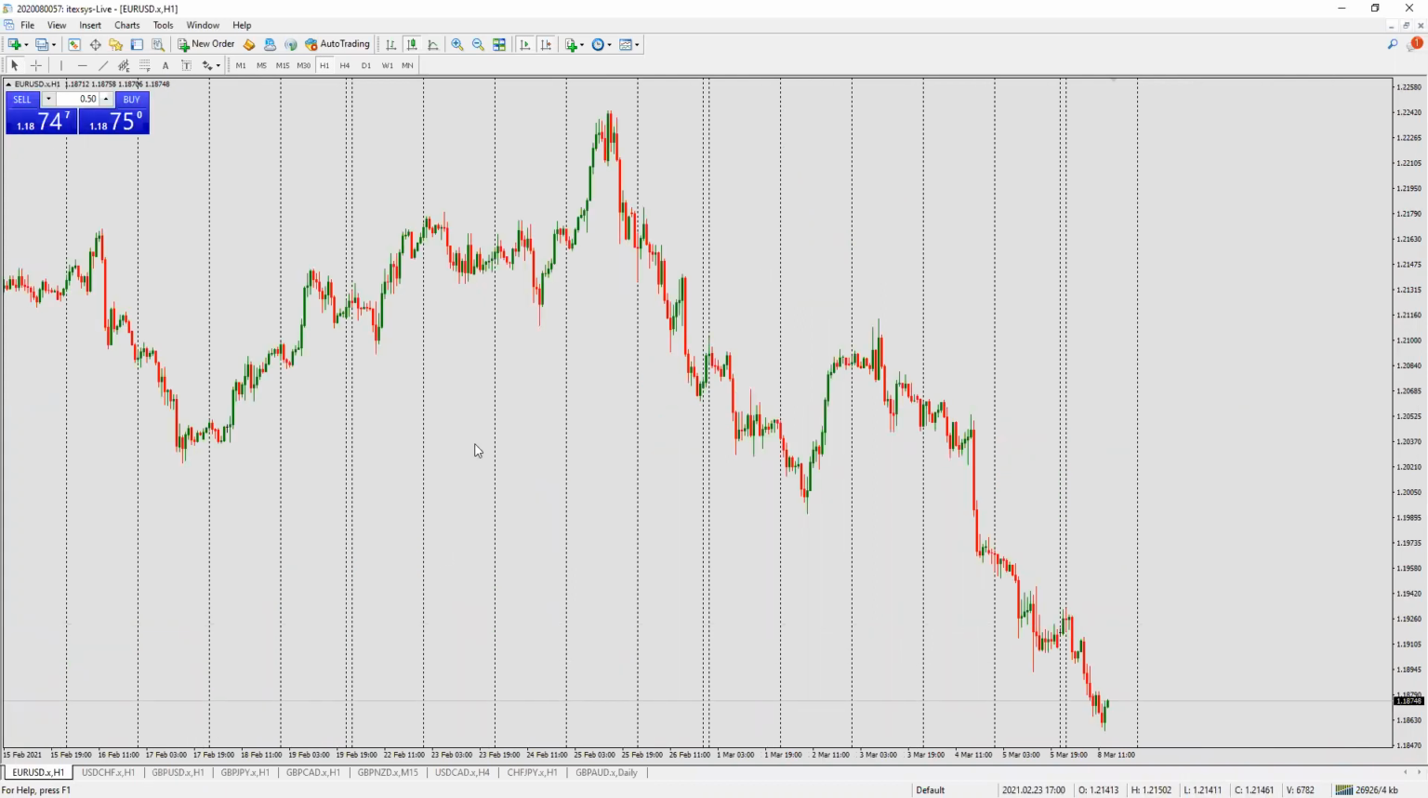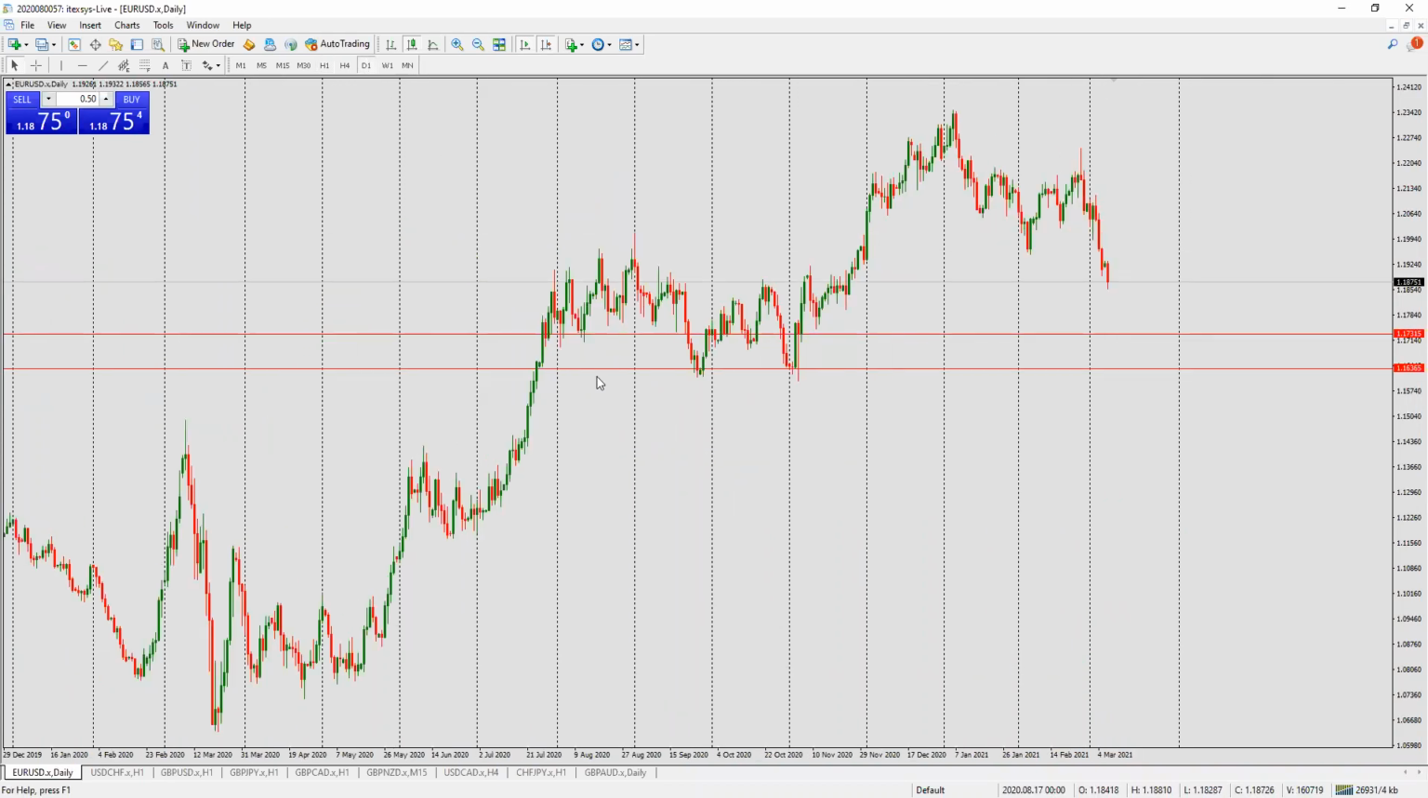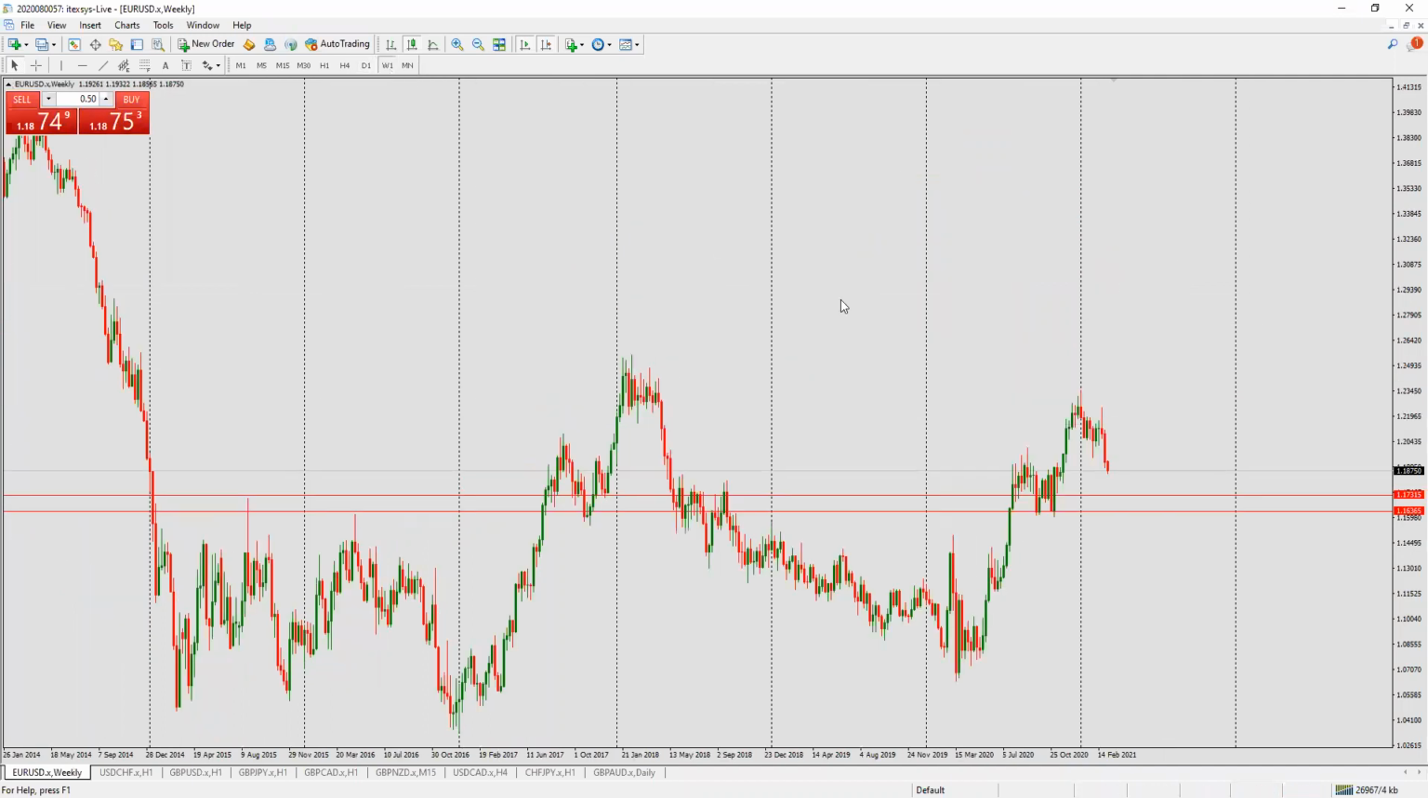So let's start with the euro dollar. As we can see, we will start from the daily chart. We can definitely see that the chart in the daily, at least from this last wave, seems bearish, but the general picture is still bullish. If we take a look at the weekly chart, this is what I'm talking about.